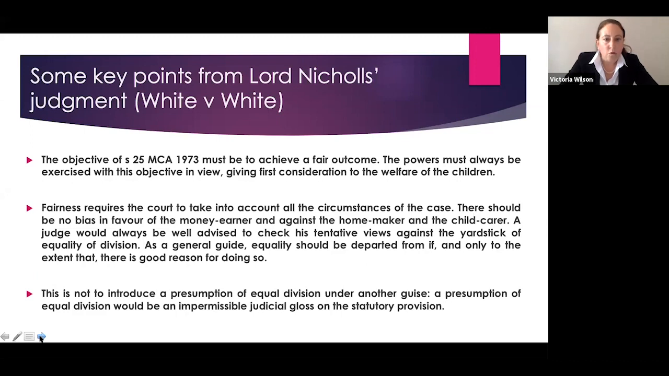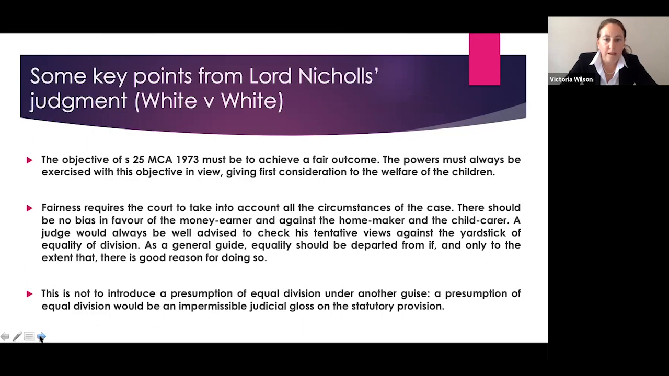He then goes on to talk about fairness. And he says, and this is quite crucial, that there must be no bias in favour of the money earner against the person who's the homemaker and the child carer. And then we have this phrase which comes up again and again in financial remedy cases, that a judge would be well advised to check their views against the yardstick of equality of division. So that phrase you will hear time and time again in money cases. And he says, as a general guide, equality should be departed from if and only to the extent that there's a good reason for doing so.